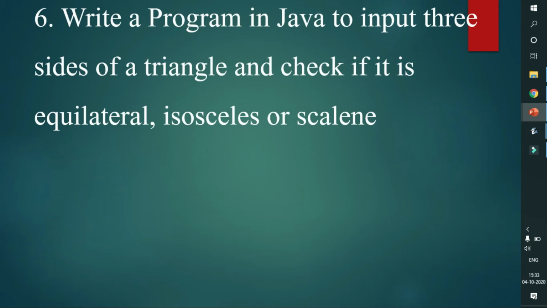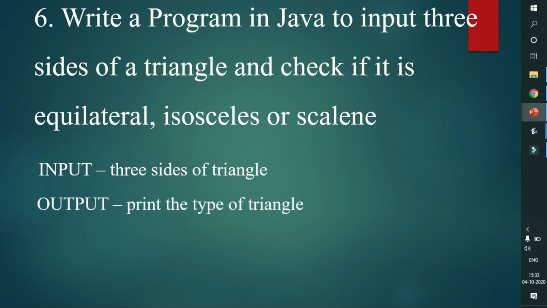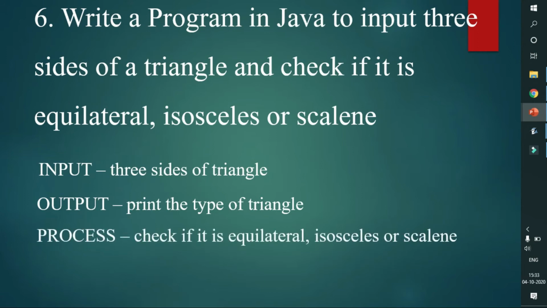Write a program in Java to input 3 sides of a triangle and check if it is equilateral, isosceles or scalene. So here we have to input the 3 sides of the triangle. And the output is to print what type of triangle it is, whether it is an equilateral, isosceles or scalene triangle. So here the process is to check if it is equilateral or isosceles or scalene. To check if it is equilateral, you have to see whether all sides are equal.